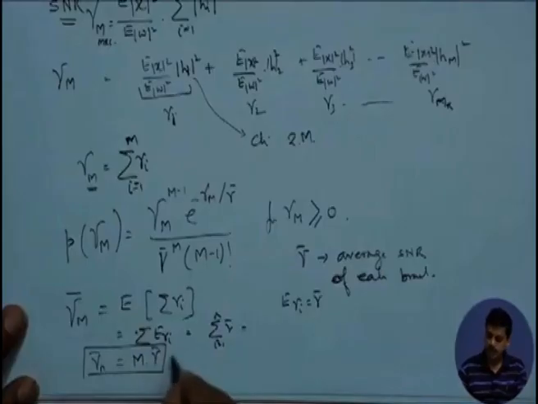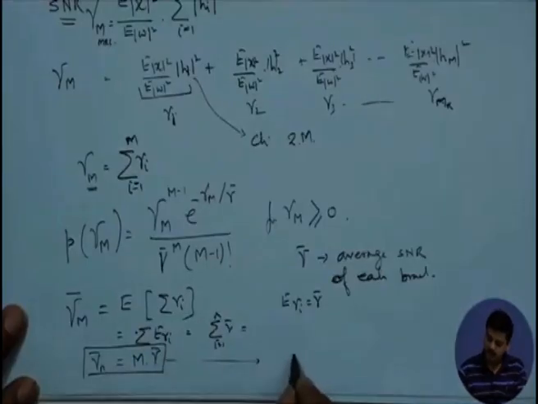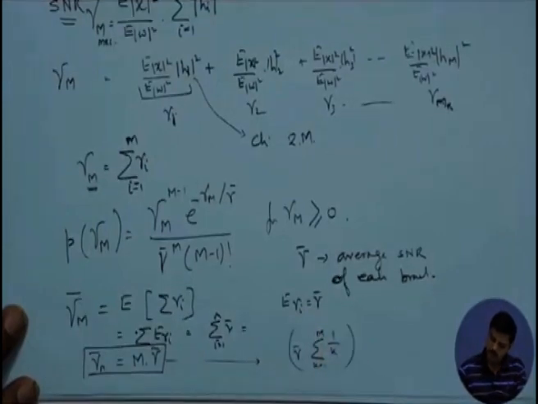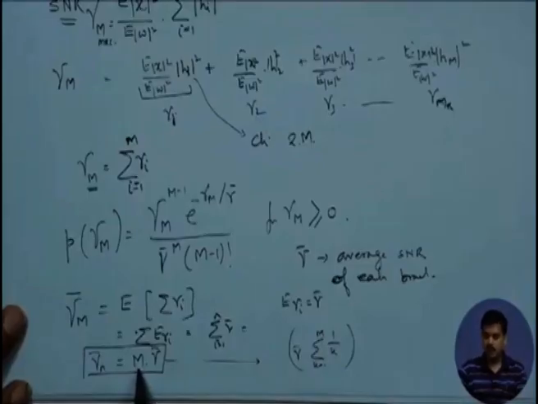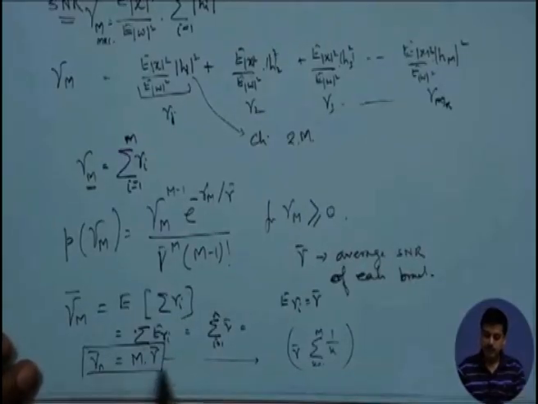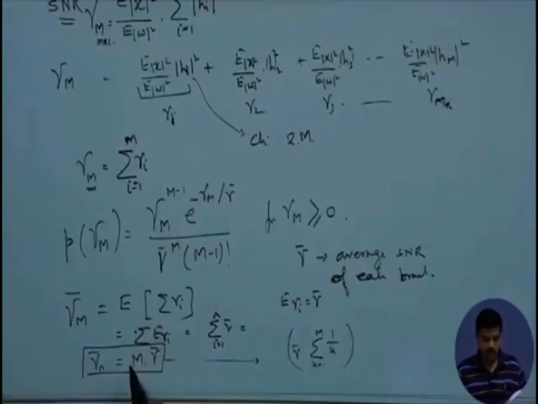So what we are seeing is that the average SNR has become m times the SNR of one of the branches. In case of selection combining, just to compare, it was gamma bar times the sum over k equals 1 to capital M of 1 by k. This is how it was growing, but here there is a linear increase in the SNR because of MRC combining. So this is the best possible increase in SNR that you can have, and hence this particular technique is quite famous in terms of combining.